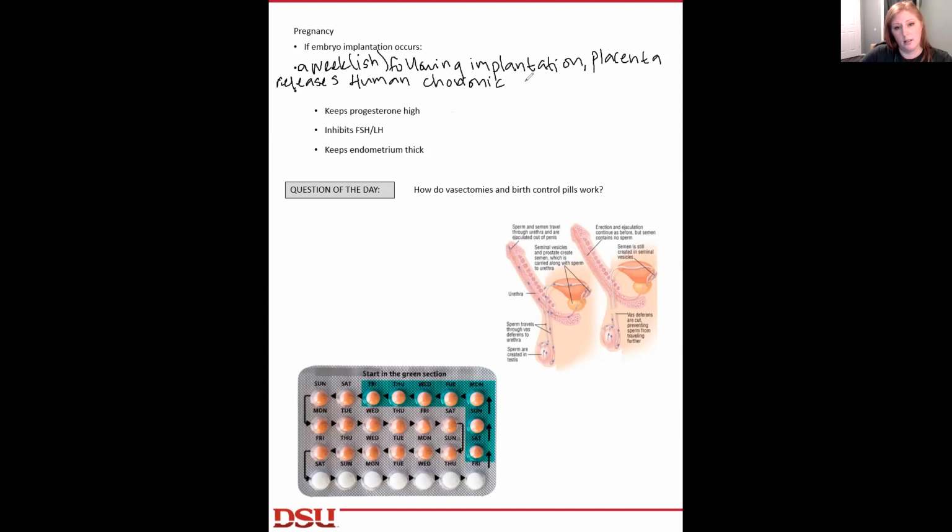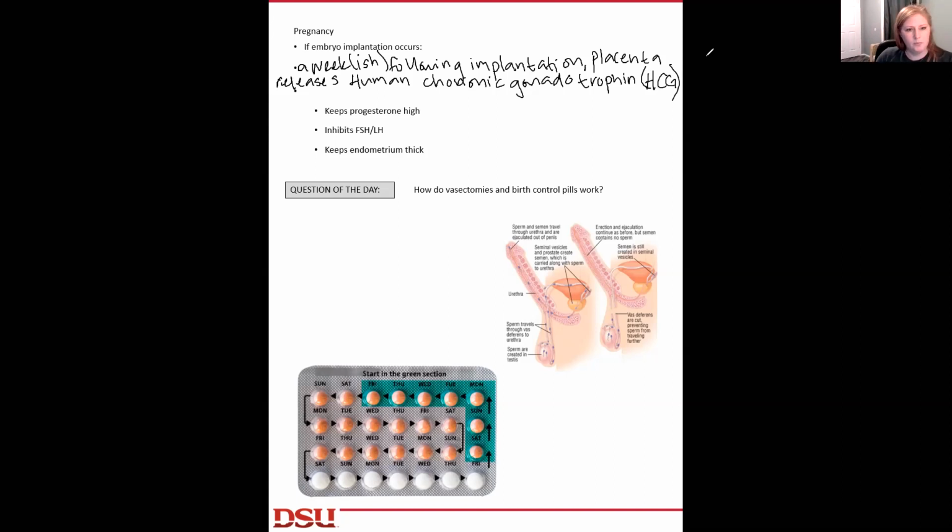Human chorionic gonadotropin. Don't you guys love how I have to say this stuff phonetically while I'm writing it? HCG. HCG is what is looked for, what home pregnancy tests look for, is the presence of HCG. And so it reacts in the presence of HCG. And if there isn't any HCG present, then you get the negative response because chemically there was no reaction in the stick.